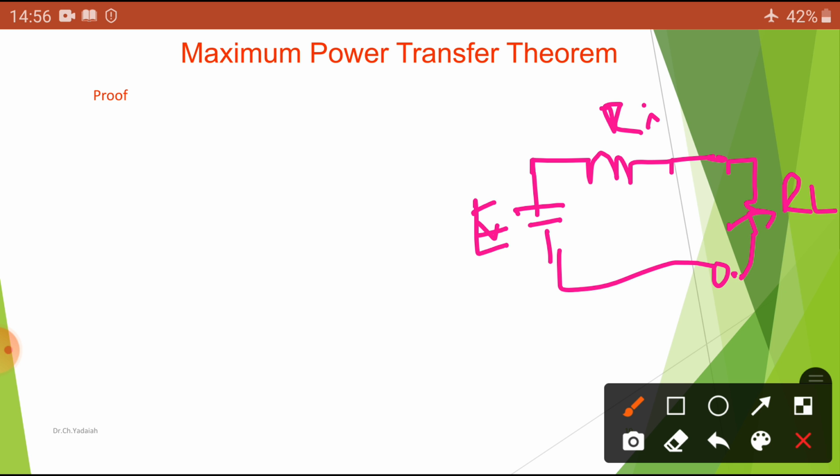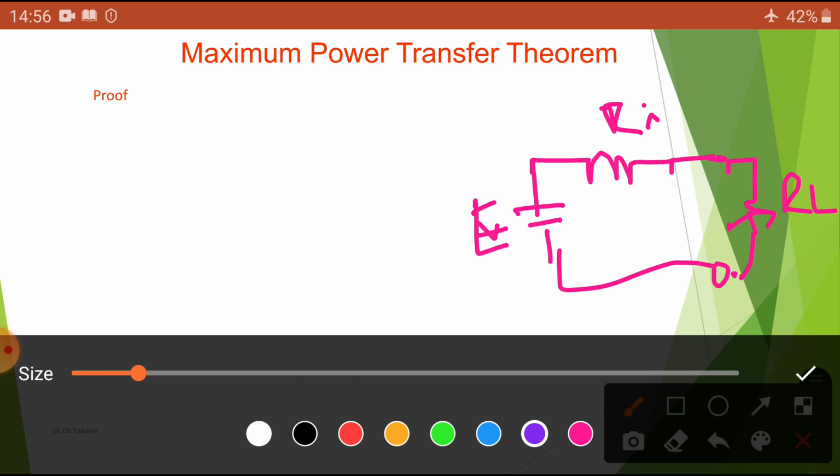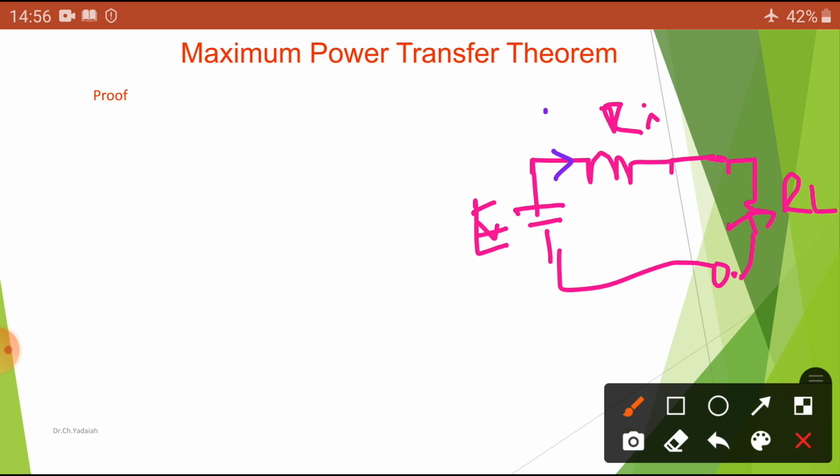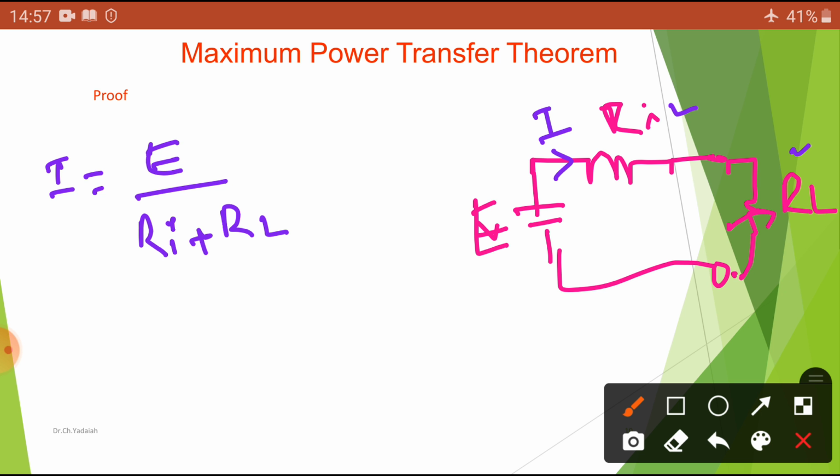Now, based on this circuit, what is the current? I want to know the current I. I can write it from this circuit: I is equal to voltage by equivalent resistance. Now, what is the equivalent resistance? RL and Ri are connected in series, so it is Ri plus RL. That is the current.